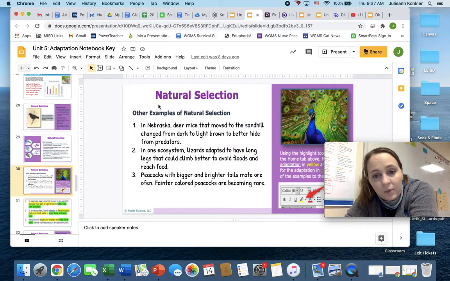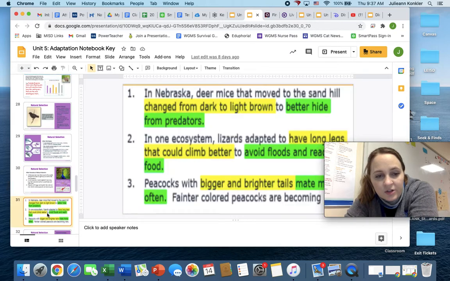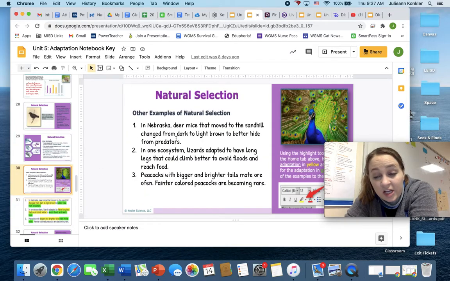Slide with the peacock is our last one for our notes today. You're going to be highlighting in yellow the adaptations, in green the reason for those adaptations, and these three examples. And then it should look similar to this. So again, the change, the adaptation, is going to be in yellow, and the reason for the adaptation is going to be in green. And then that's it for our notes today.